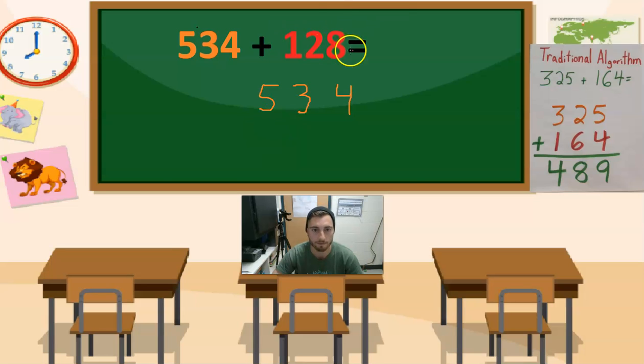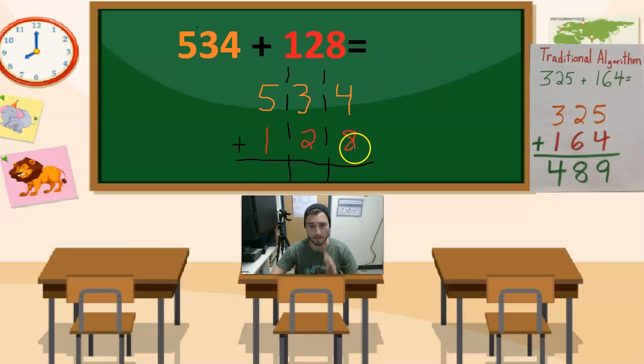And our other number is 128, so I'm just going to put my 8 under the 4 because they're both in the ones, my 2 under the 3 because they're both in the tens, and my 1 under the 5 because they're both in the hundreds. Now I'm going to put my plus sign and my equal line, and for this example, I'm going to put our place values in place by drawing the lines so you can kind of see. So we have our ones, our tens, and our hundreds. Let's start. We have 4 plus 8 ones.